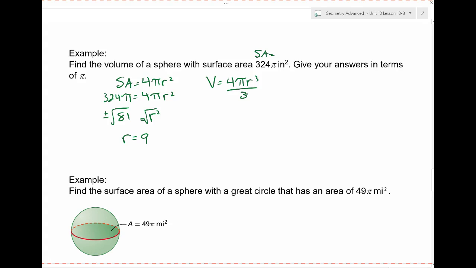Also, don't forget to divide by 3. A lot of people will forget that when they're in a hurry. So I get 4 pi times 9 cubed. Make sure you cube that 9, not anything else. And then tell me what you guys get for that when you're done. Jaden, what did you get?